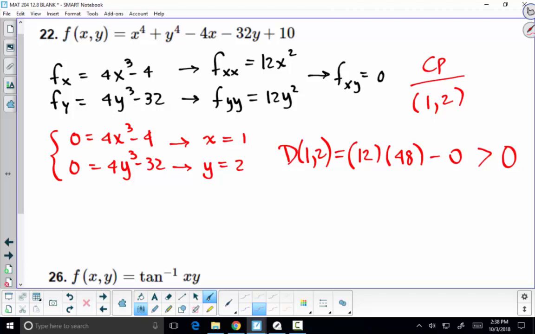So if it's positive, we take a look at these two guys. Those are both positive. Second partials being positive means concave up, which means we have a local min. So that is going to be a local min.